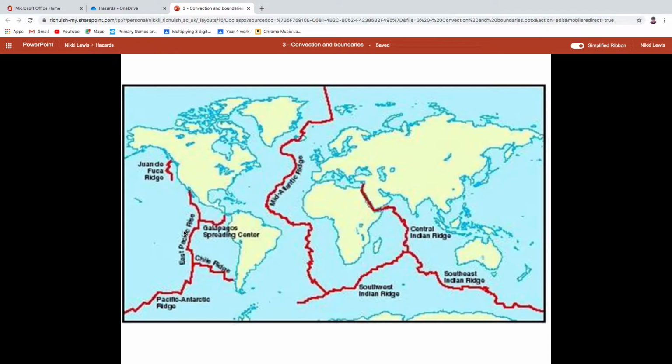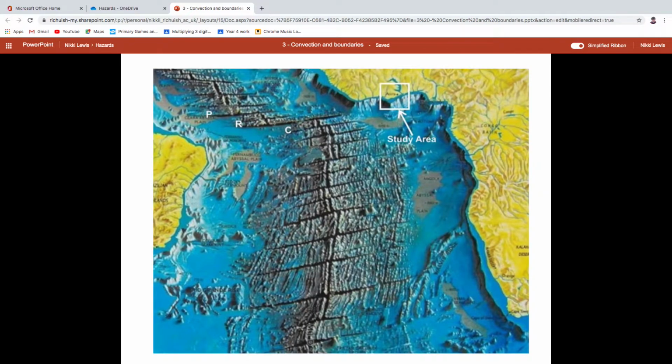Cool. That's a slightly simplified diagram just to show you all of these divergent margins under the sea. The mid-Atlantic ridge is definitely the most famous of them. And there is Iceland that sits on top of the mid-Atlantic ridge. And we'll talk a little bit more about that in a second. What I want to pick up on now is earthquakes.